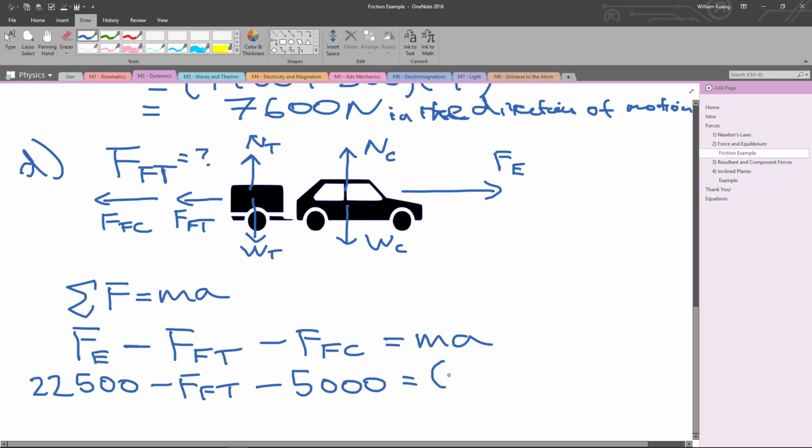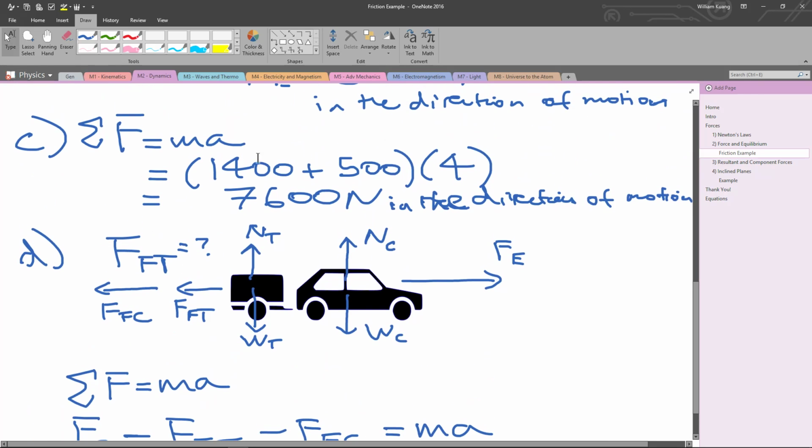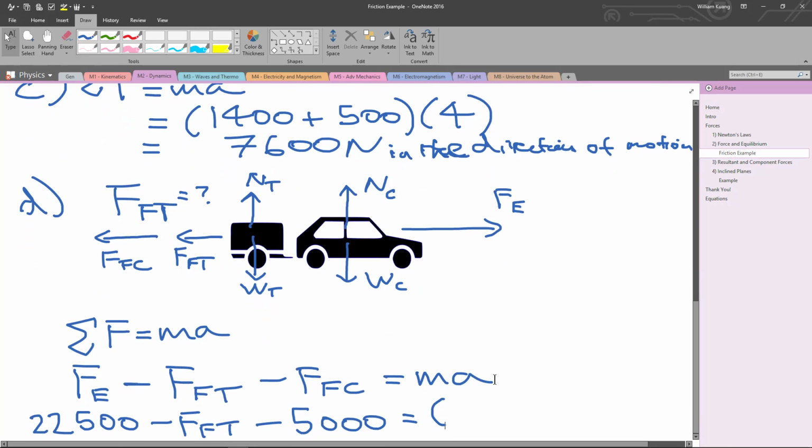So instead of working that out, because we actually already worked out the net force in part C, we can directly substitute 7,600 for MA. So I'm just going to clean that up. This right hand side, this MA bit, just works out to be 7,600 because of what we worked out in part C.